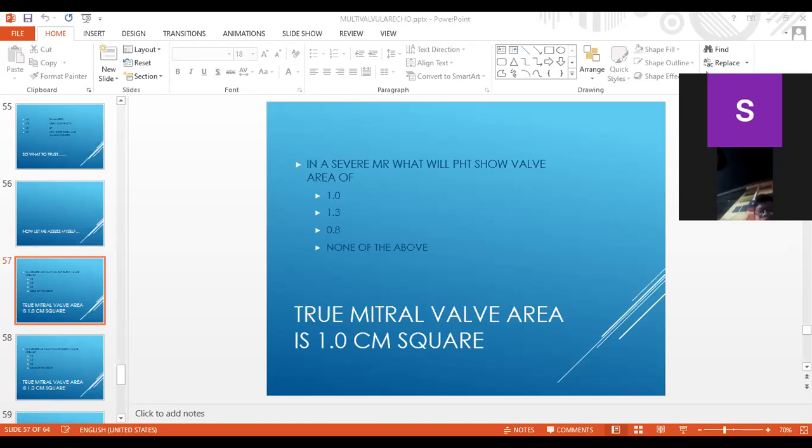I'll give you another example to find out whether we are on the same page or not. Question remains the same. And this we have already sorted out and we have talked that the true mitral valve area is 1 centimeter square. Now what happens is there is severe aortic stenosis. What will pressure half time show? Area of 1, area of 1.3, area of 0.8, or none of the above.